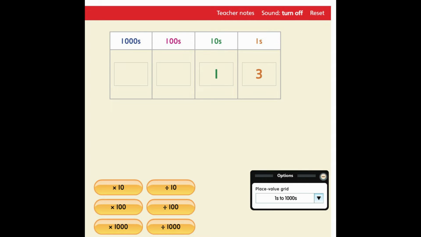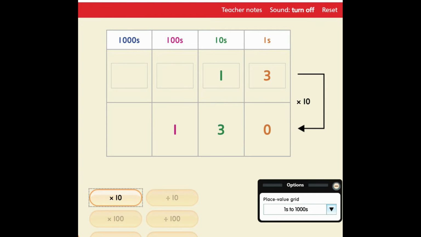This time we've got 13, and we do exactly the same process. When we do 13 times by 10, all the numbers move one column along in our place value grid, and a 0 takes the place on the end of the line. So 13 times by 10 becomes 130.